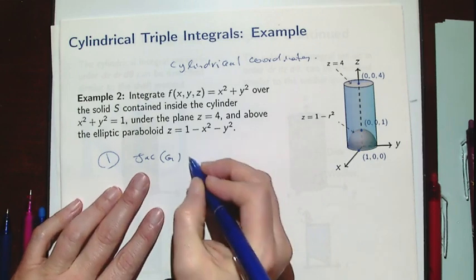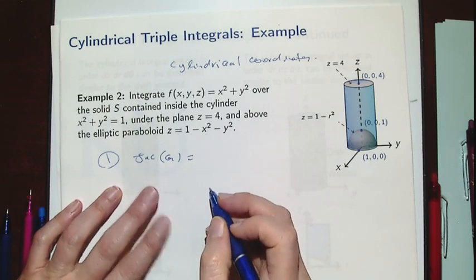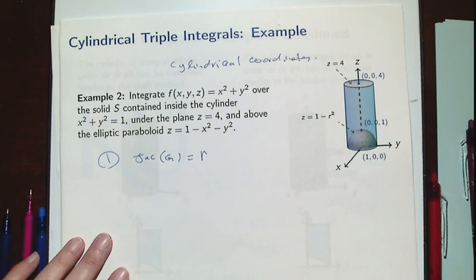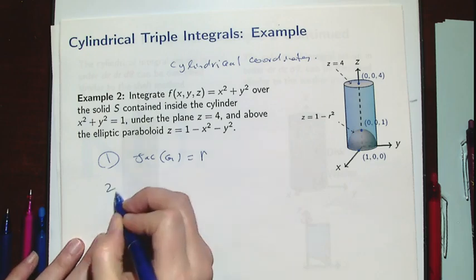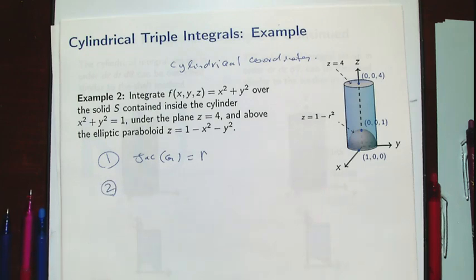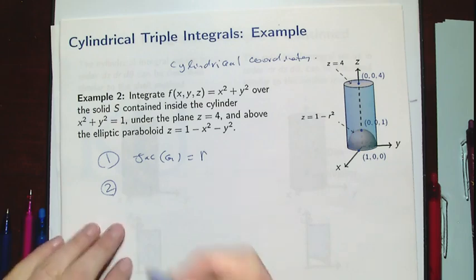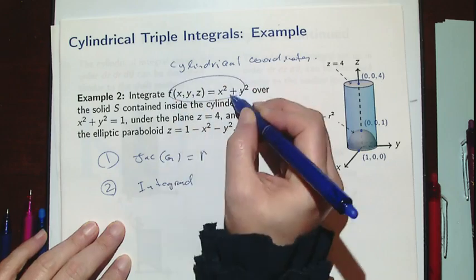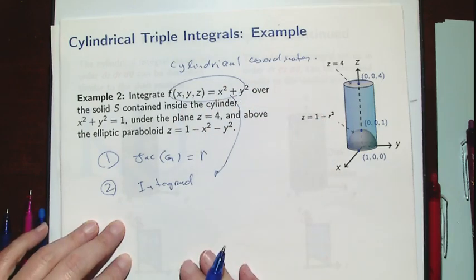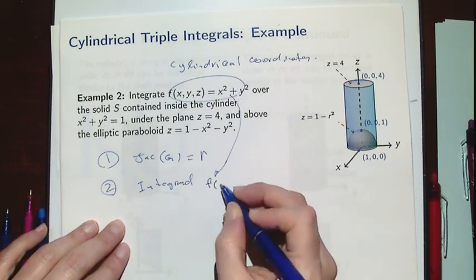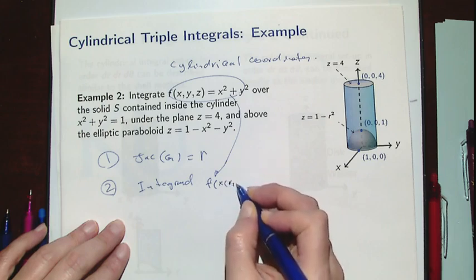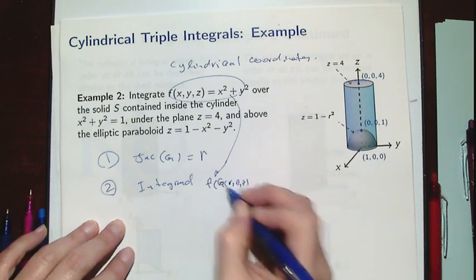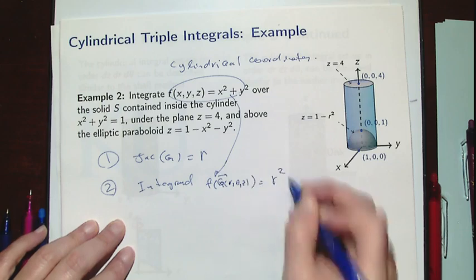In cylindrical coordinates, what's the Jacobian? R, thank you. Thank you to this group who are answering, and those who are not answering, answer. Now, the next step is that you want to transform your integrand. What's the integrand here? What's the transformation of the integrand? F of x, y, z, let's say g of r, theta, z, is going to be r squared.